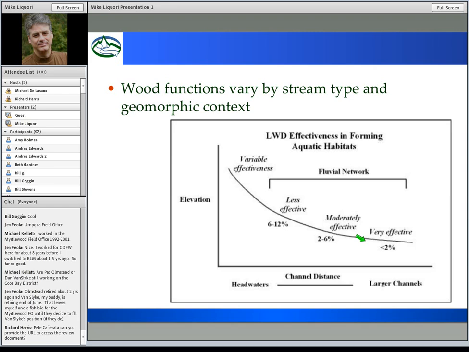What this plot doesn't show is that when you get to sizes of channels where the channel width is greater than about a site potential tree height, the role of wood starts to change. It doesn't have the same immediate effect in terms of creating pools and spawning gravels, but it tends to float through the river network and accumulate in meander bends. So it tends to play a role primarily in bank protection, in large woody debris jams that will occur in different areas. That goes beyond the scope and scale of what we're looking at here, but it's still an important function.